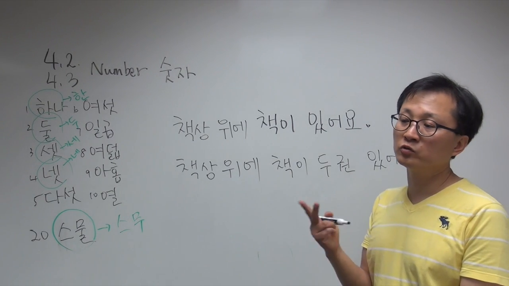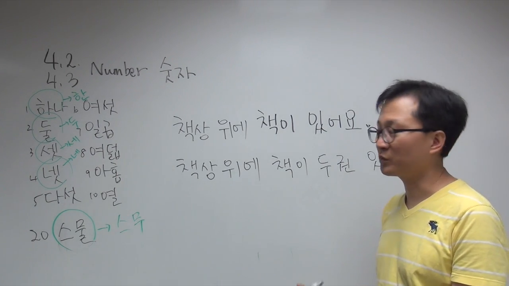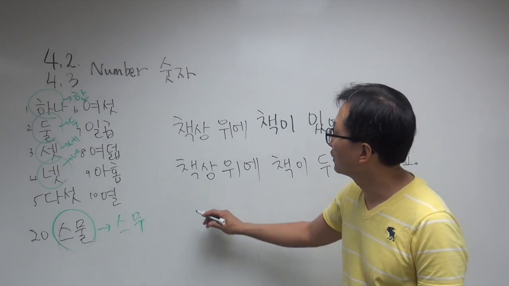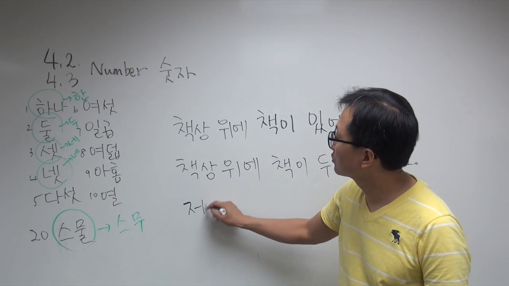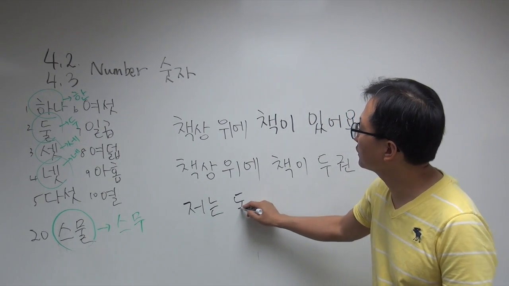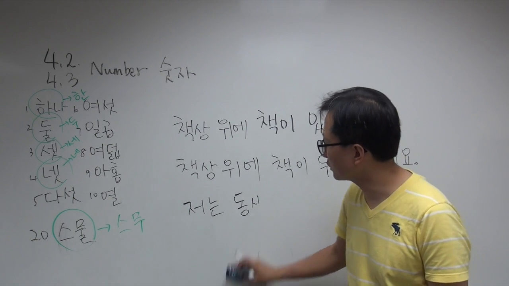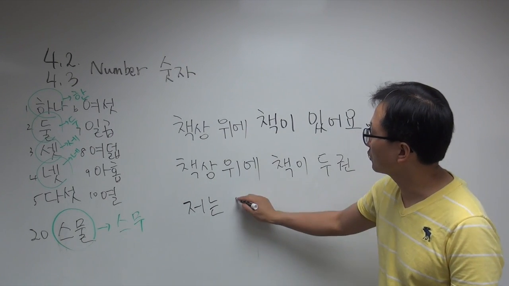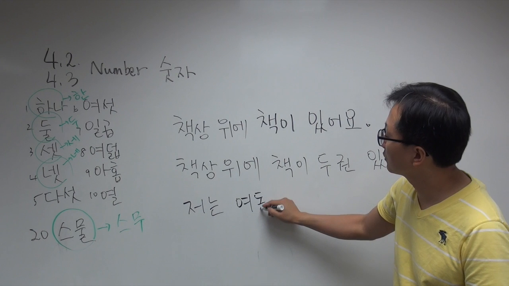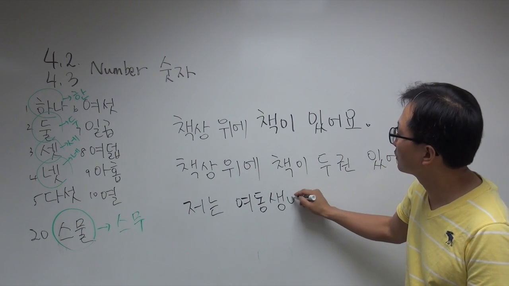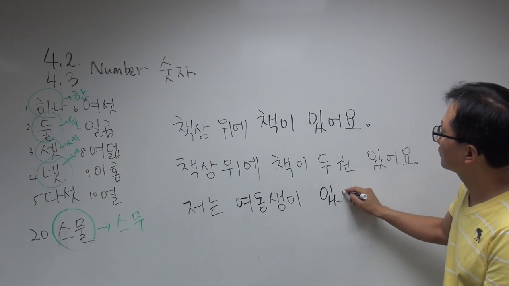I have 2 younger sisters. Let's say something like that. I have younger sister. Then 저는 동생이 여동생 younger sister. 여동생이 있어요.